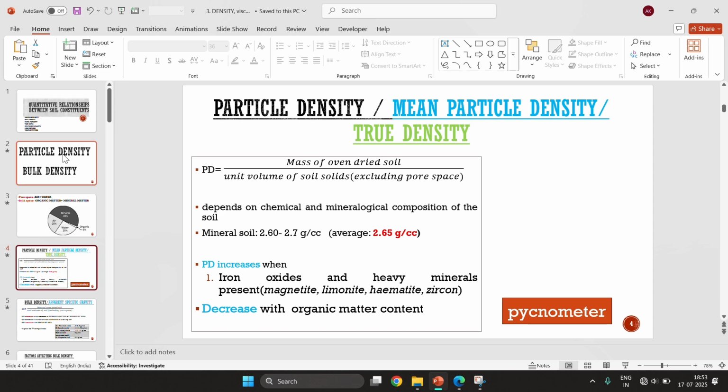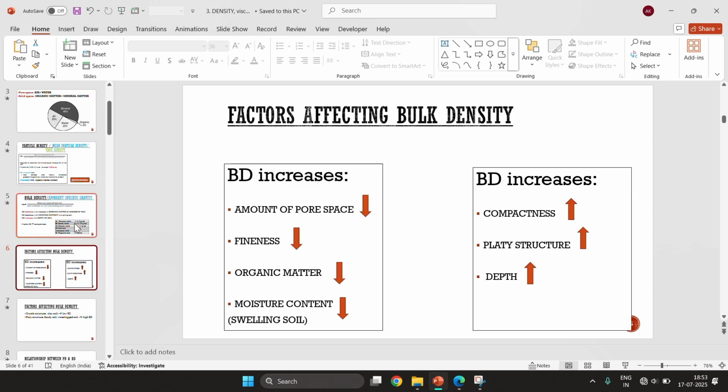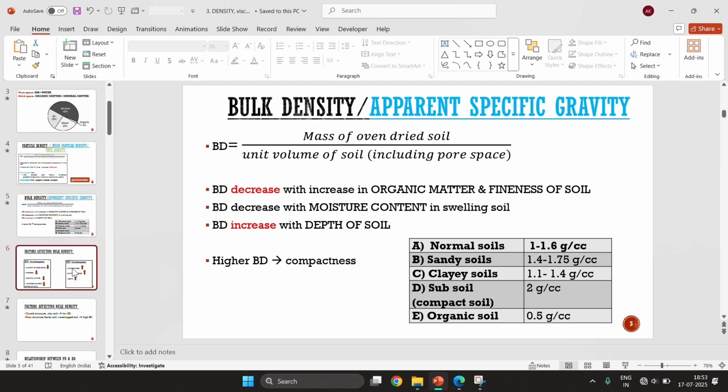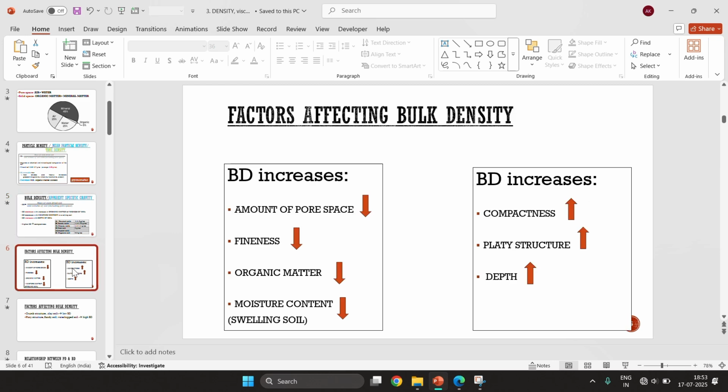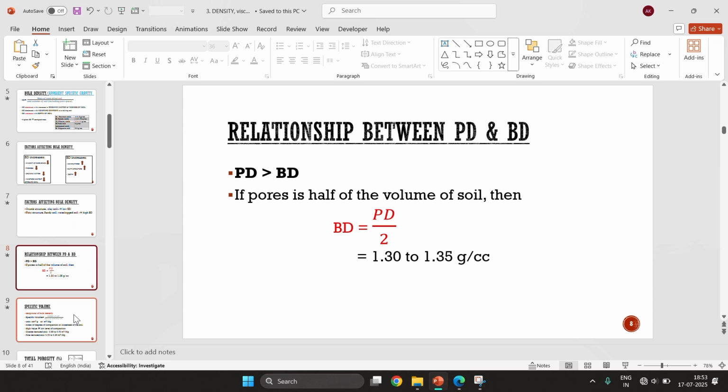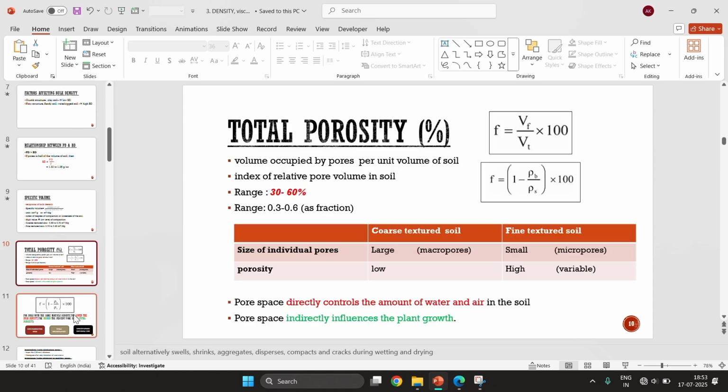In the last lecture, we have seen topics like particle density, bulk density, factors affecting the bulk density, and the relationship between them. If you didn't watch the video, please do watch, and the link of that video will be given in the description box. Today we will discuss the total porosity.